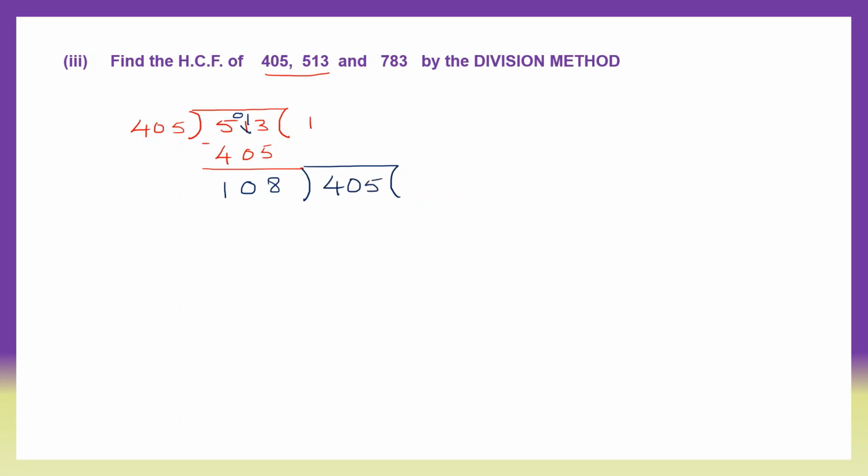Now we need to multiply 108 and get a number close to 405. So let's try 108 into 3. 3 8s are 24, carry 2. So you bring down 2, 3 1s are 3. So we can use this. 108 into 3 is 324. Now let's subtract. 5 minus 4 is 1. Now here we can't do, so we borrow. 10 minus 2 is 8. 81, and again we continue our division.